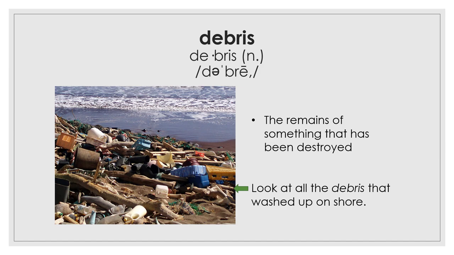The next word, I'm not sure if you know, it's an interesting word, is actually stemmed in French, and it has a silent letter at the end. So the word is pronounced debris, debris. So two syllables, debris. It is a noun, and it basically is just the remains of something that has been destroyed. So look at all the debris that washed up on the shore. Or you might say, there was a lot of debris left on the floor after our journal project. So maybe scraps of paper or something like that. So we will be mentioning and talking about debris in our story this week.